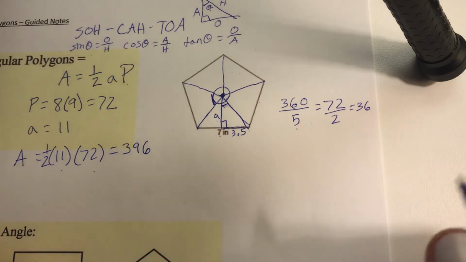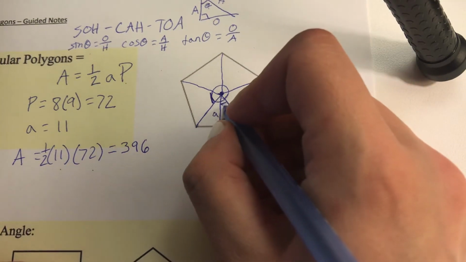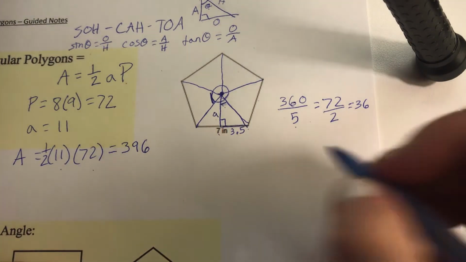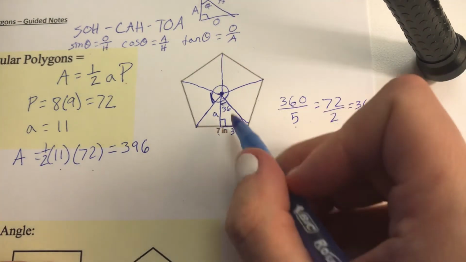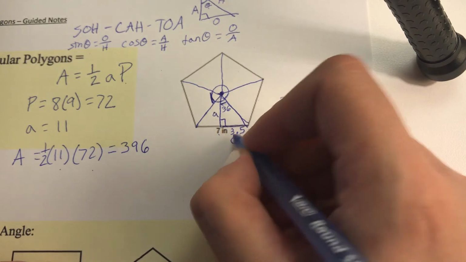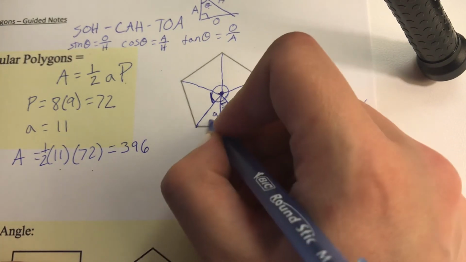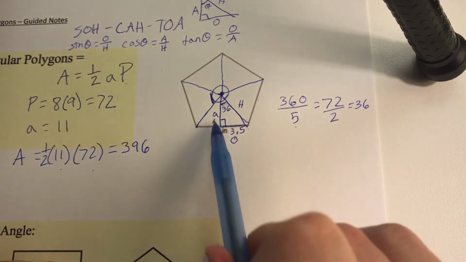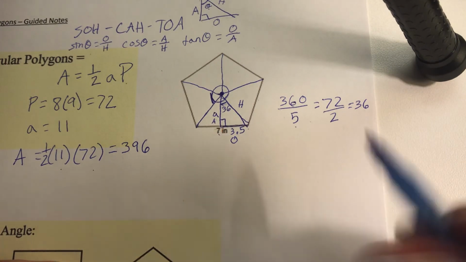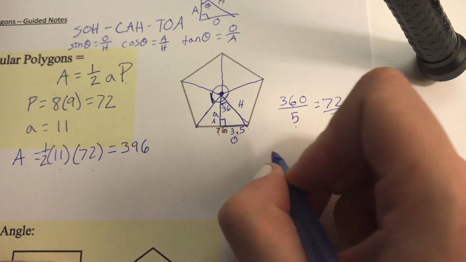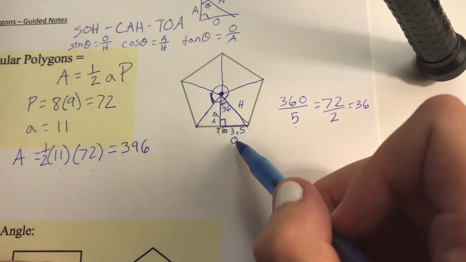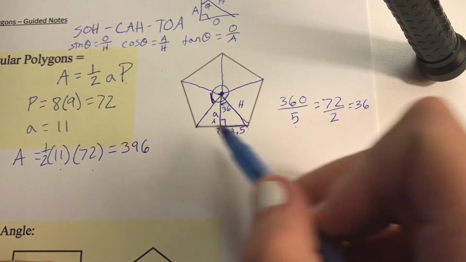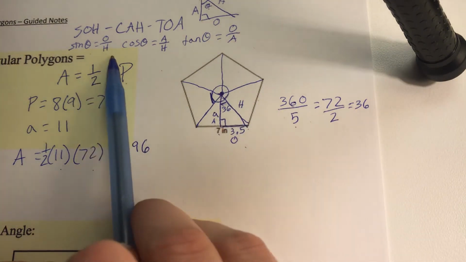So let's look at this. We know this is 36, so we know 36 goes in here. Then we know this is my opposite side, this is my hypotenuse, and this is my adjacent. Oh, that's kind of cool how the apothem is A. That's nice. So we'll set it up. We know this side, and we're trying to find A, so we're going to use opposite over adjacent.